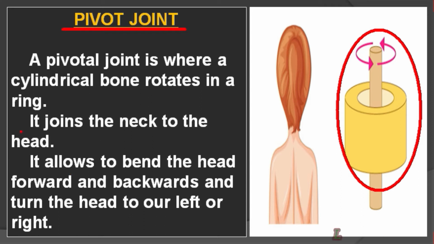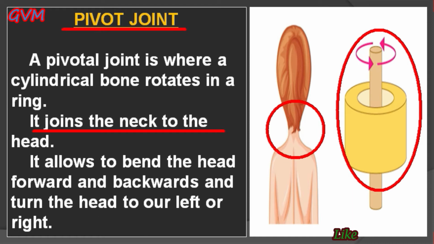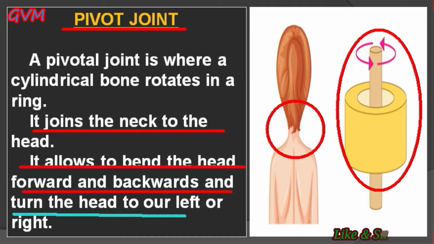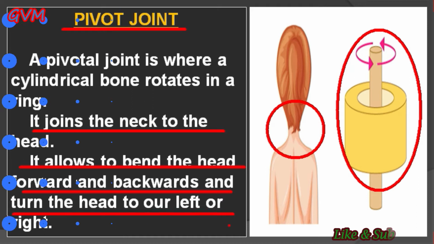And this kind of joint is generally present on our neck, where our neck is connected to our head. And students, this kind of joint allows us to bend the head forward and backwards, and in fact also helps in turning the head to our left or our right.